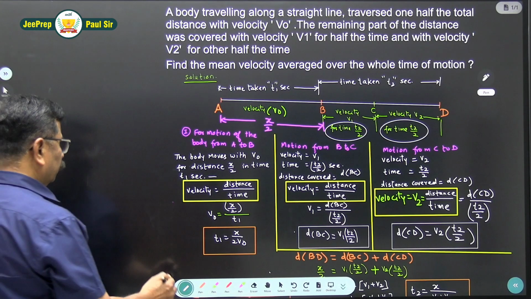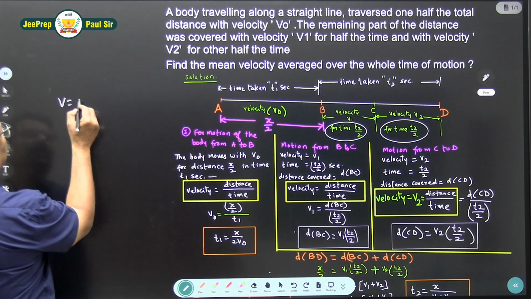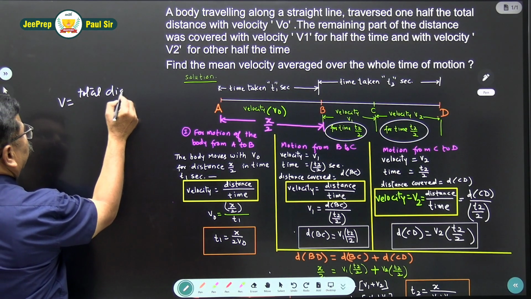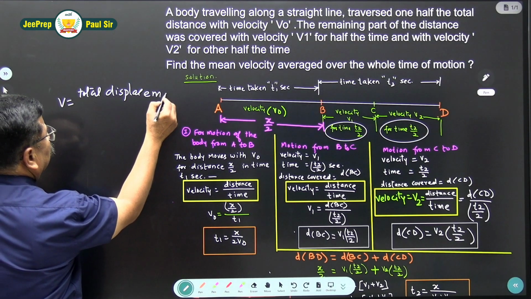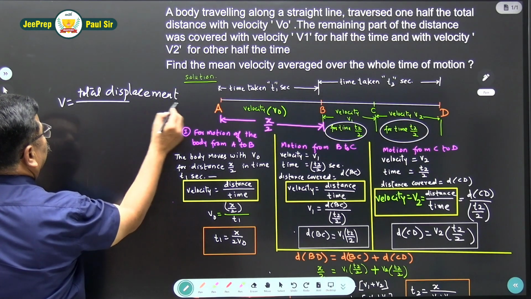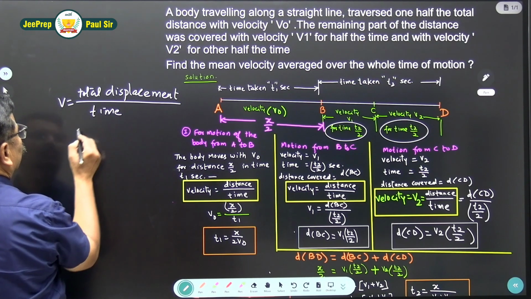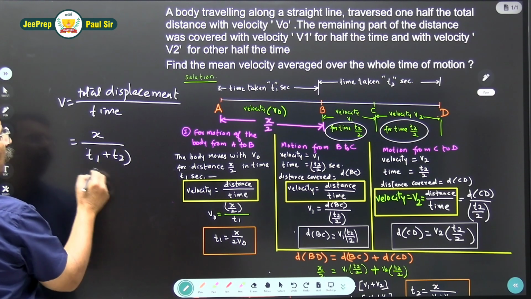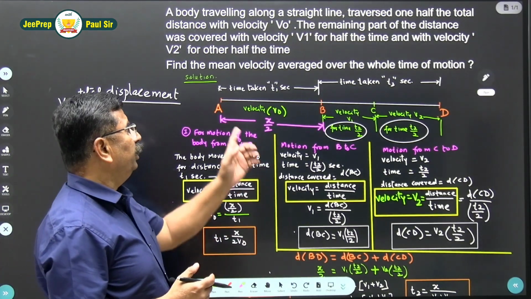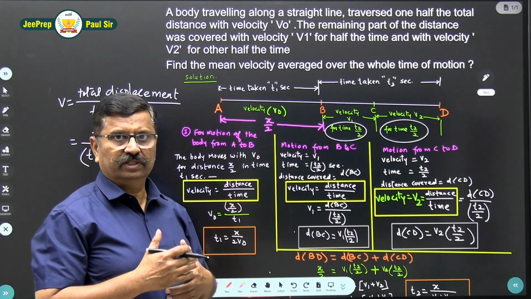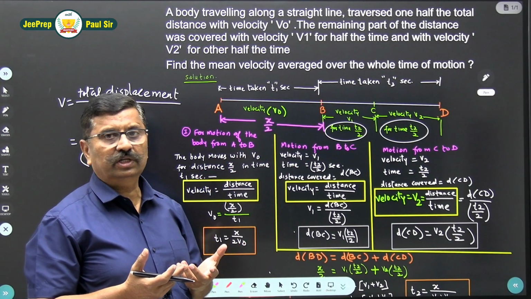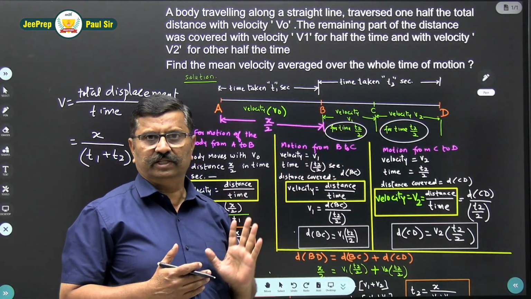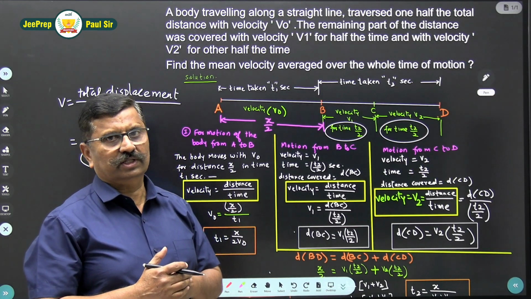Now what is the formula for the mean average velocity? It is the net displacement, the total displacement, divided by the time required. So total distance is x divided by time t1 plus t2. What is t1? The time taken by the body to move from A to B, to cover half of the distance where the body is moving with velocity v0. And t2 is the time taken by the body to cover the remaining half of the distance. Now let's see how to work this out.